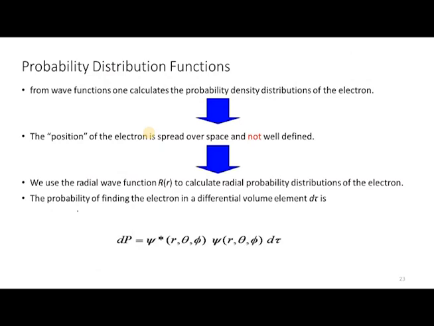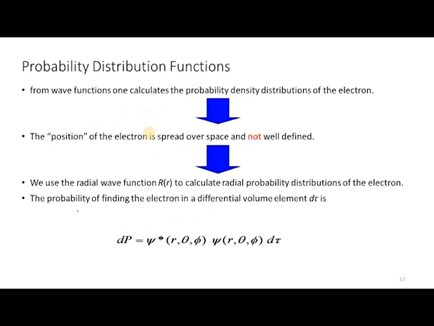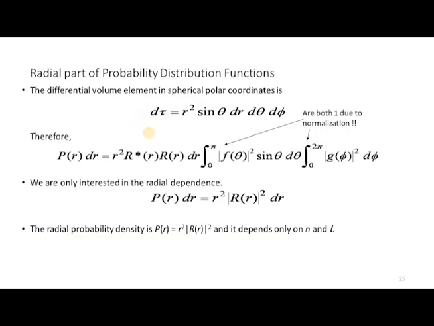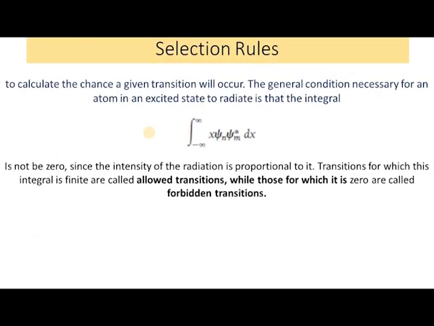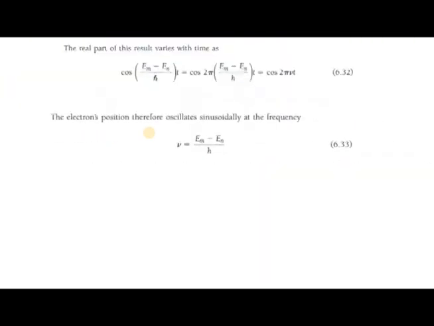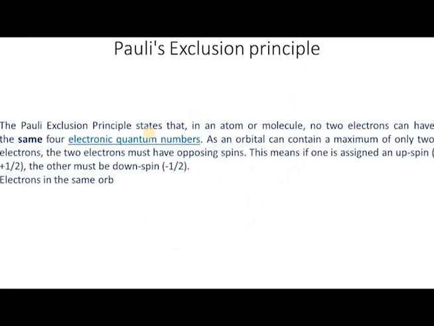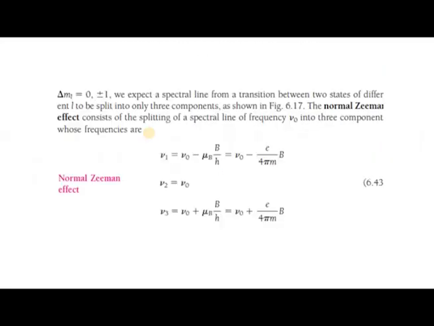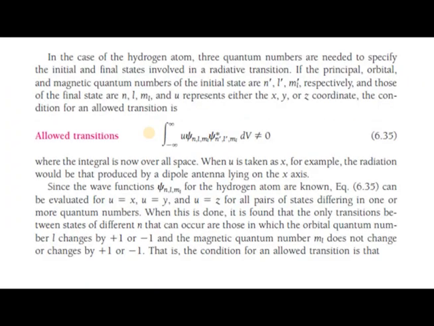Hope it is clear for you. We'll discuss the probability distribution function, then the radiative transitions, selection rule, and Zeeman effect. We'll finish this portion within one or two classes, and we'll discuss some of the problems. So if you go through this, write down the notes. This is a very important chapter in quantum mechanics. If you have any doubts, you can come.